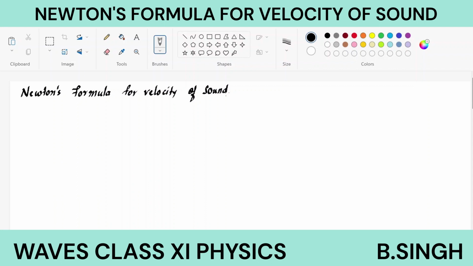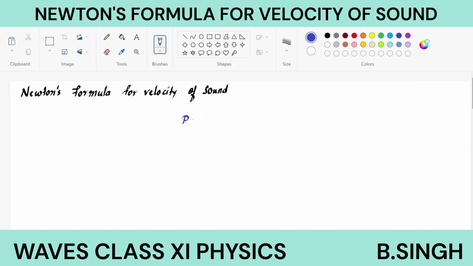So he said that when we produce sound, when sound propagates through a medium, the propagation is an isothermal change. Now we have learned this in chemistry also. What is an isothermal change? An isothermal change is one in which temperature remains constant.